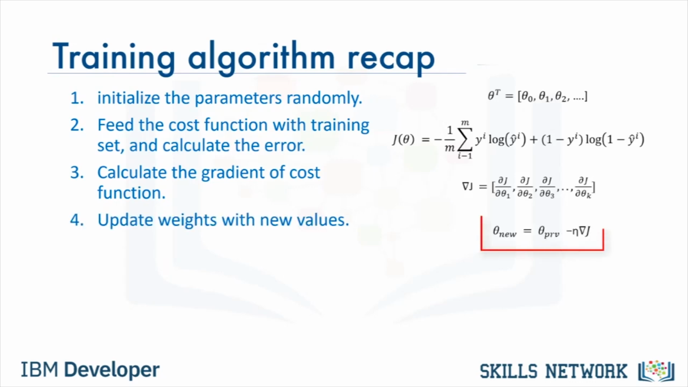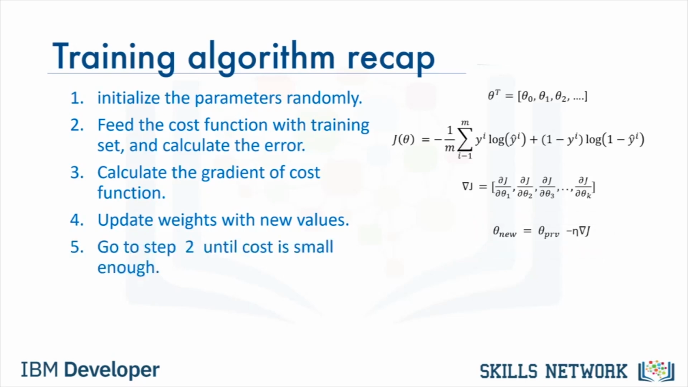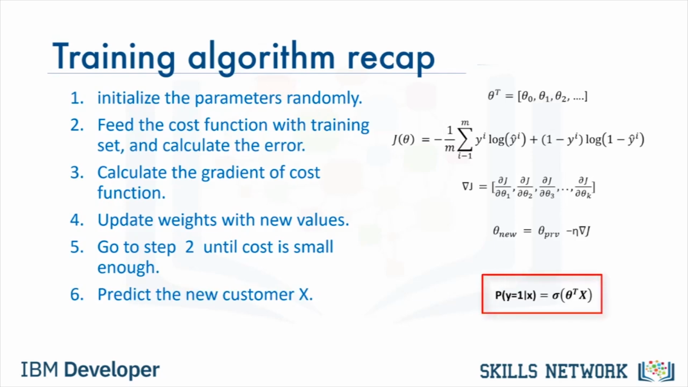Step 4. We update the weights with new parameter values. Step 5. Here we go back to step 2 and feed the cost function again, which has new parameters. As was explained earlier, we expect less error as we're going down the error surface. We continue this loop until we reach a small value of cost or some limited number of iterations. Step 6. The parameters should be roughly found after some iterations. This means the model is ready, and we can use it to predict the probability of a customer staying or leaving.